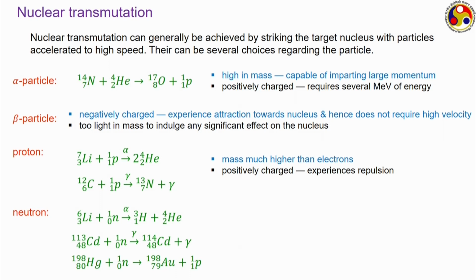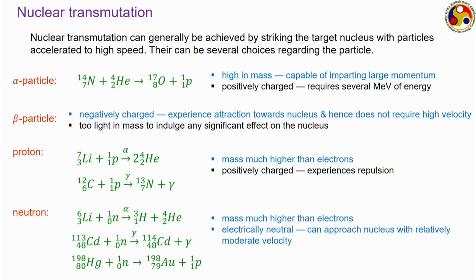And there the neutron comes into the picture. The neutron has several advantages. Firstly, its mass is quite similar to the proton, in fact slightly larger than the proton, and therefore it can definitely impart a good amount of momentum, and it is also electrically neutral. Therefore, we do not need to provide as much energy as a proton requires; rather, with a much more moderate energy level or velocity, it can approach a nucleus.